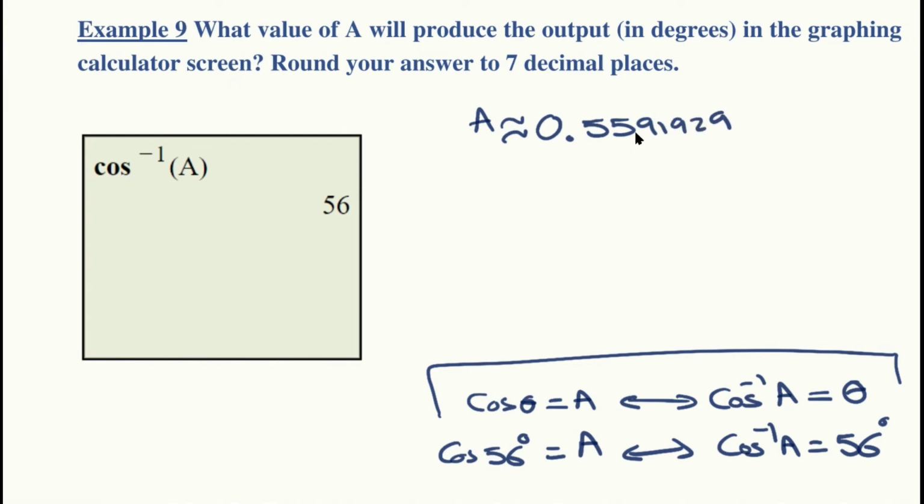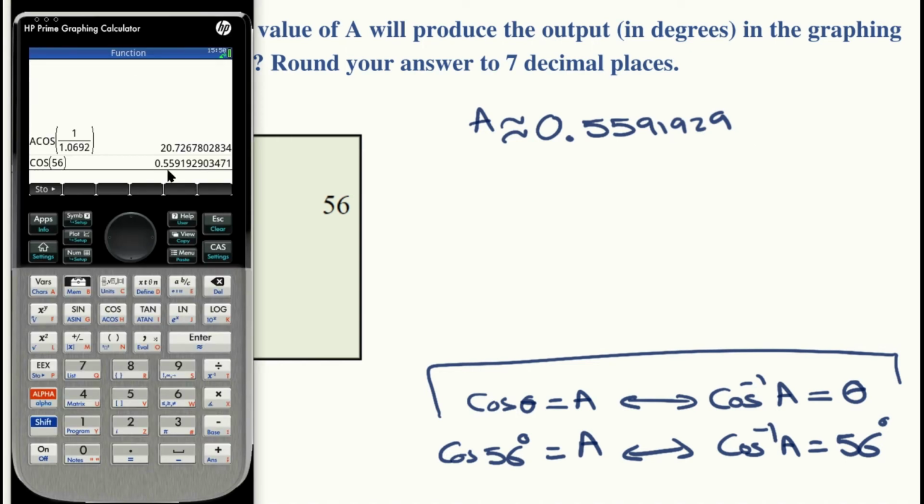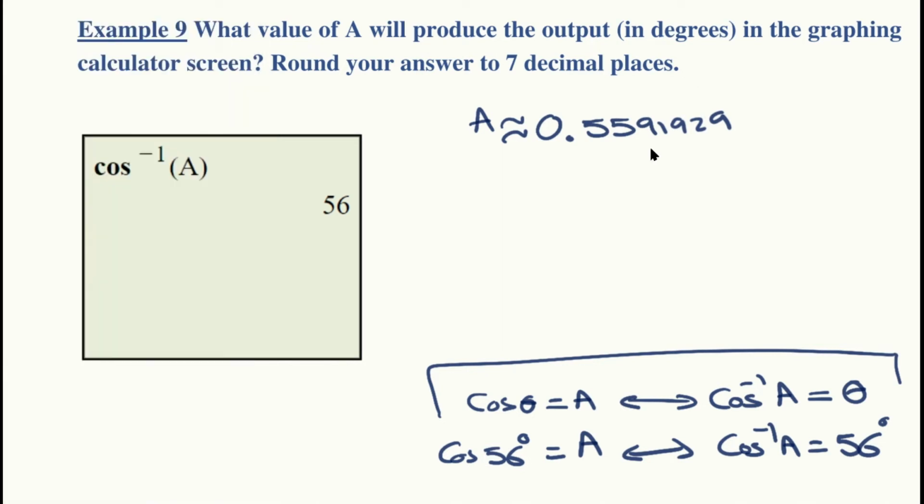How many places is that? 2, 4, 6, 7. Okay. 0.5591929. Notice there's a 0 after that 9, so it stays at 9. Okay. That's what you would have to do. So here they're giving you the angle and they want to know what's the cosine, basically. So you're going to just type in cosine of 56 degrees and that'll be the answer there. Okay, make sure you understand that and then we'll proceed.